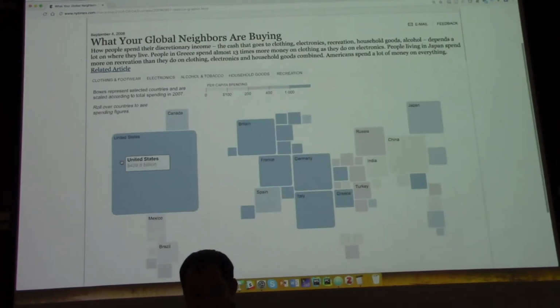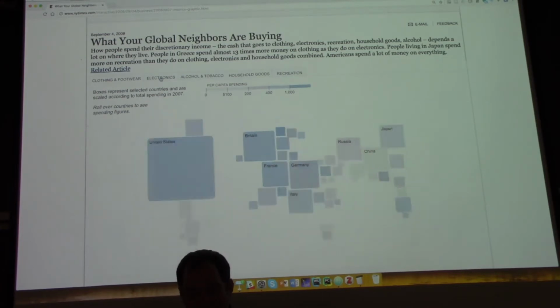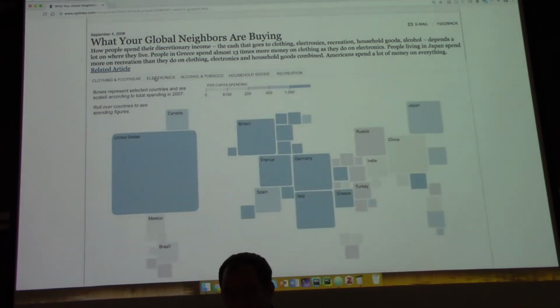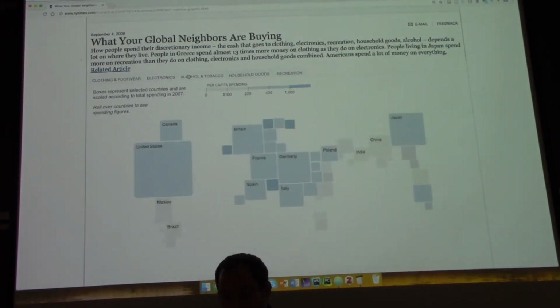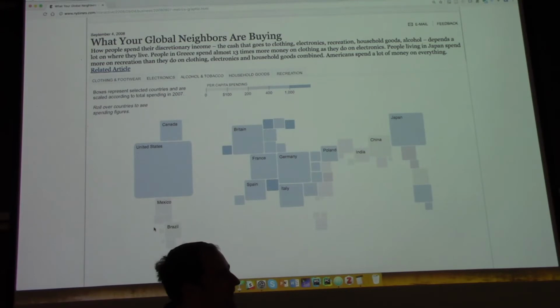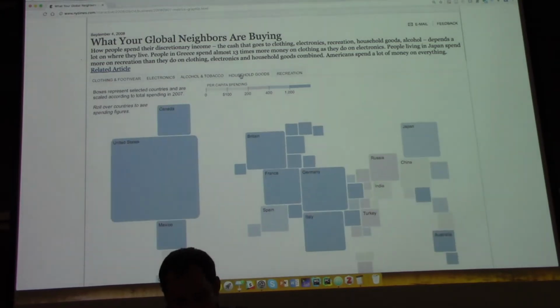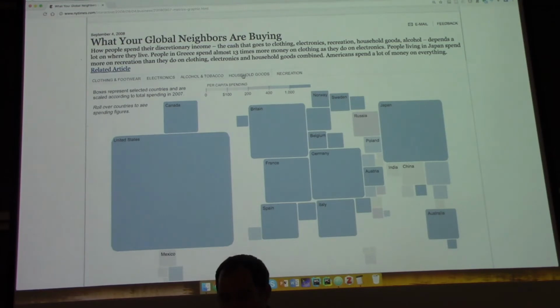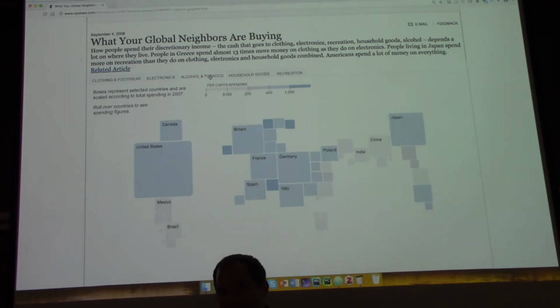We have clothing and footwear right now, and you can see that the Americans spend a lot of money on clothing and footwear, but Indians, for example, don't spend a lot of money on that. If we switch over to electronics, we can see that people generally spend less on electronics than they spend on clothing. The alcohol and tobacco suddenly sees Europe rise. So Americans don't seem to smoke and drink as much. Household goods, that's the second and third lawnmower in the United States probably. And then recreation, and you can suddenly see that Japan has actually increased quite a bit here. And so what do you think about this visualization?